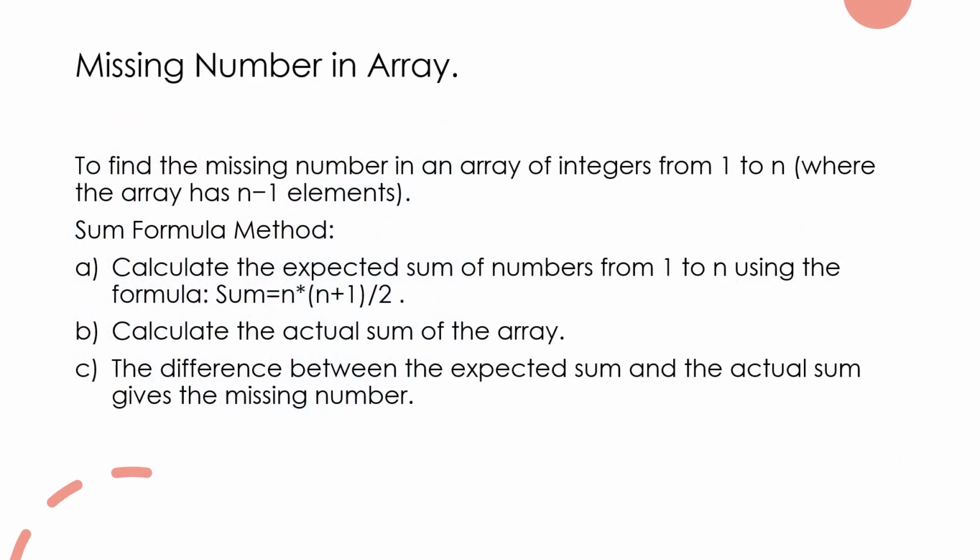To find the missing number in an array of integers from 1 to n, where the array has n-1 elements, use the sum formula method. Calculate the expected sum of numbers from 1 to n using the formula, sum equals n multiplied by n plus 1, divided by 2. Calculate the actual sum of the array. The difference between the expected sum and the actual sum gives the missing number.